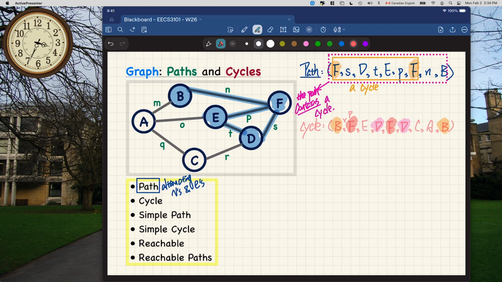Okay, let's try to see what's going on here. Let's say we go B and then F and then E and then we go to D and then we go to F. Now we already have a cycle, right? Like a sub-cycle, basically. After the F, we go to D and then we go to C and then to A and then to B. So we got cycles within a cycle. So it's not a simple cycle.